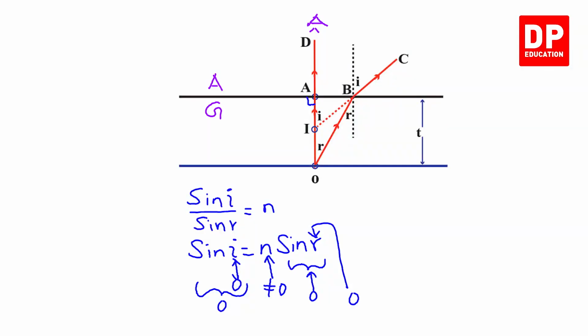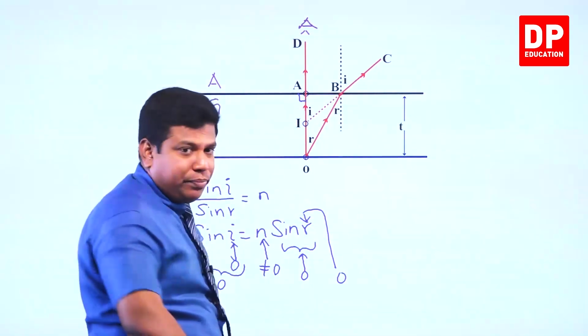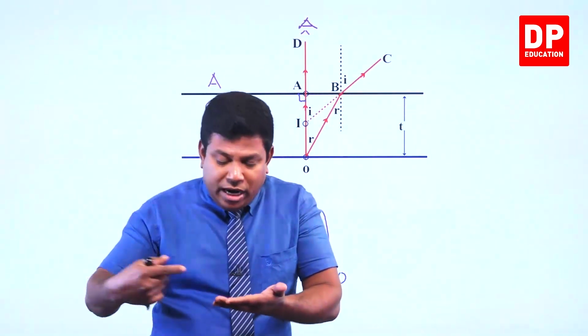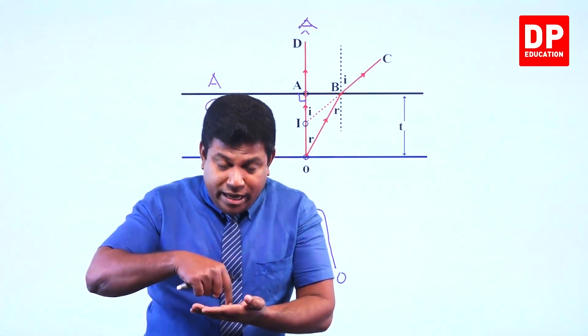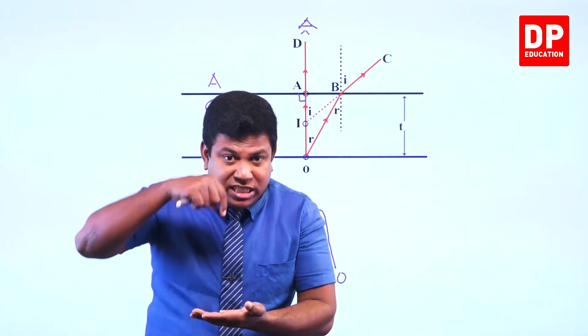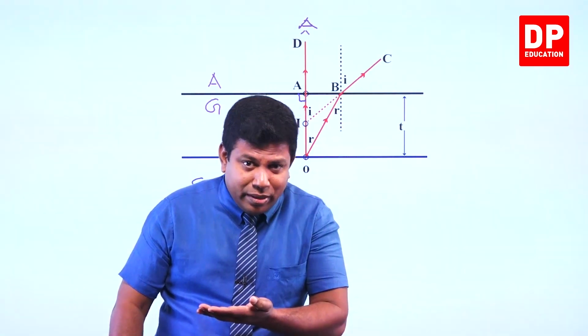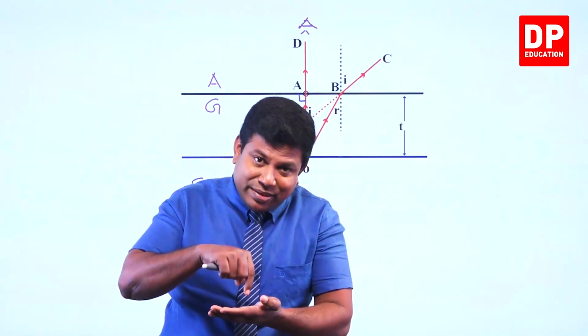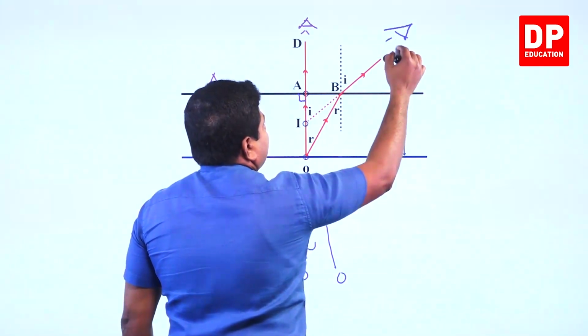Now, let's think that I'm shifting my eye a little bit to this side. See, I kept the glass block, and under the block, I kept an object. I was looking like this, so I received a ray which was perpendicular to the surface. Now I'm moving a little bit, and I'm looking from here.